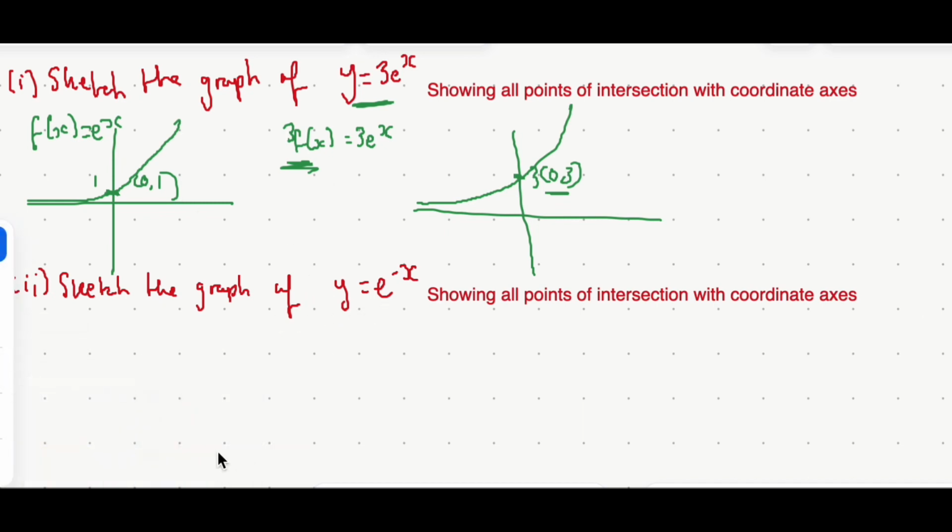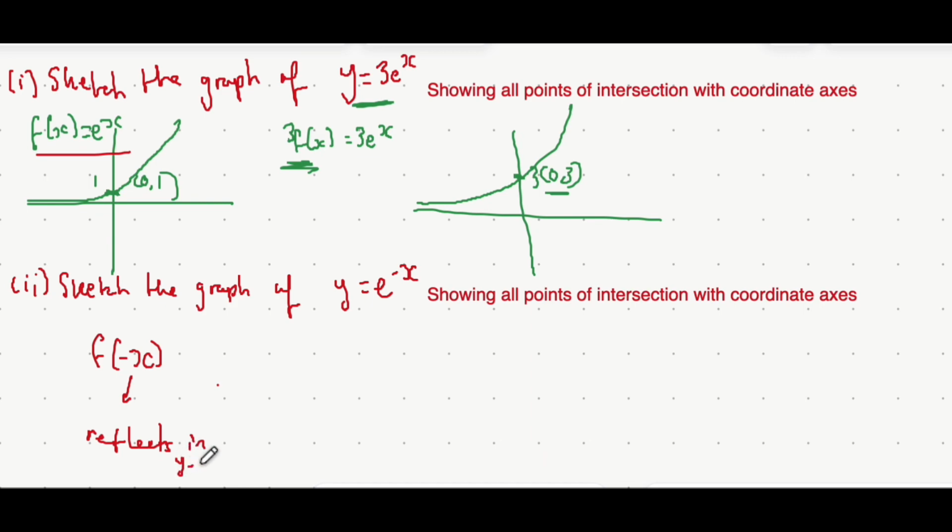Again, let's focus back on this graph here. What change happens to f of x for it to go to e to the minus x? It's where x is replaced by minus x. So it's a transformation of f of minus x. And what does that do? That actually reflects the curve in the y-axis.